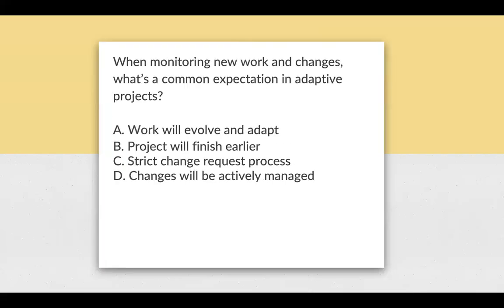Next question. When monitoring new work and changes, what's a common expectation in an adaptive approach? A. Work will evolve and adapt. B. Project will finish earlier. C. Strict change request process. And D. Changes will be actively managed. Okay. So the correct answer is work will evolve and adapt. In an agile environment, change is expected and welcomed. The project evolves continuously to deliver maximum value.